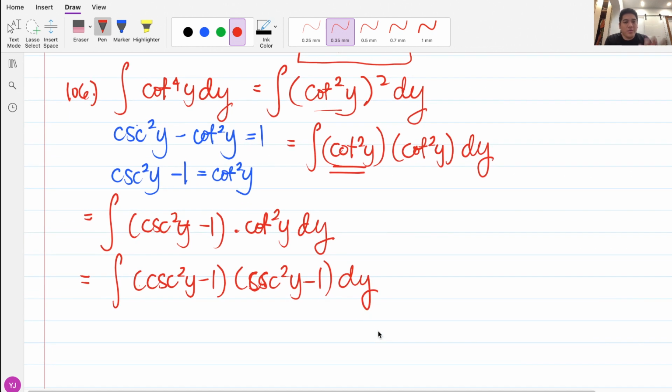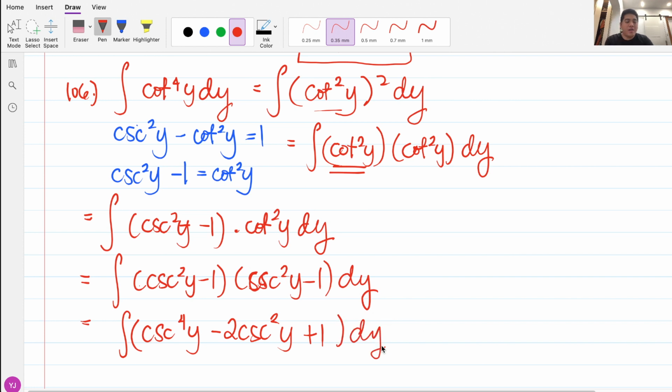So, if I'm going to simplify it, I can FOIL, right? So if I FOIL that, and use the products, I will be arriving at cosecant raised to 4 of y minus 2 cosecant squared y and then plus 1. Okay, that will be my expansion of this product.